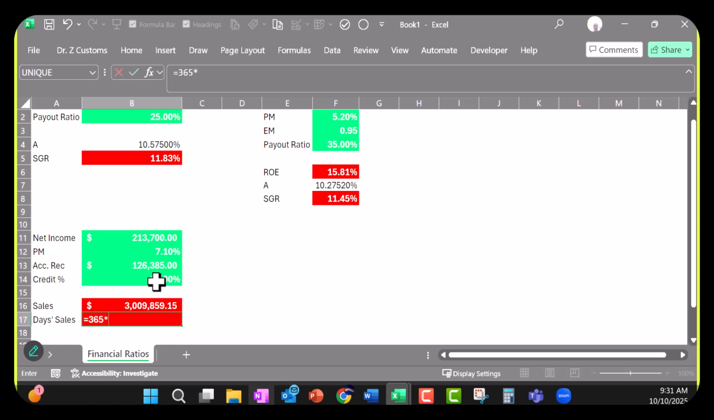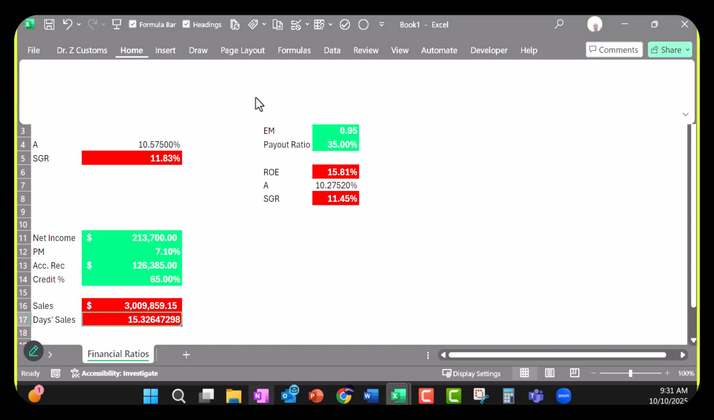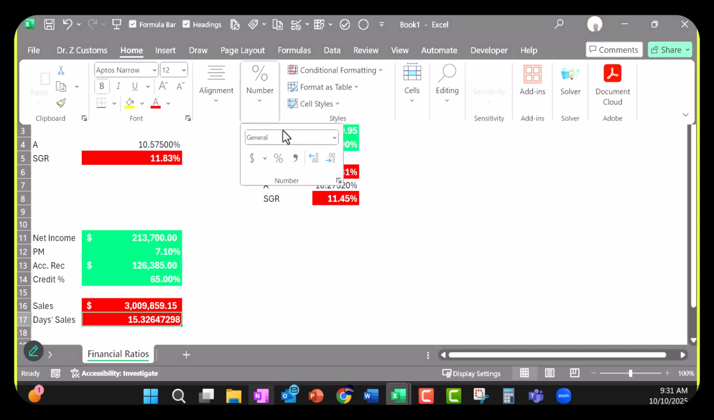365 times receivables divided by sales. So this company, basically, it takes them about 15 days to collect their receivables on average. That's what days sales in receivables means.